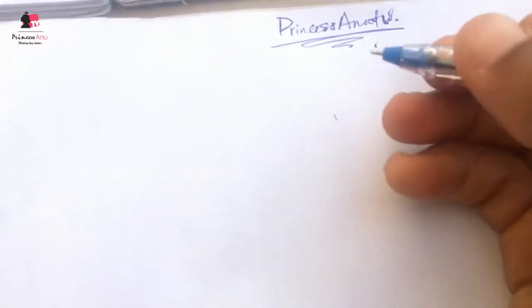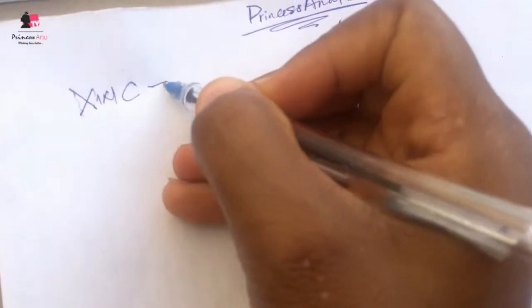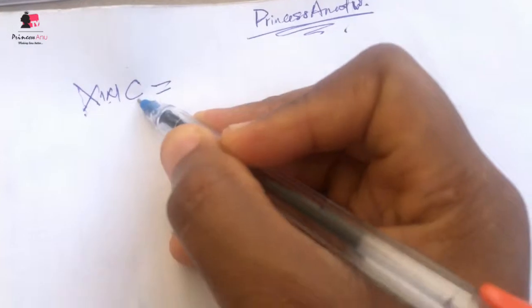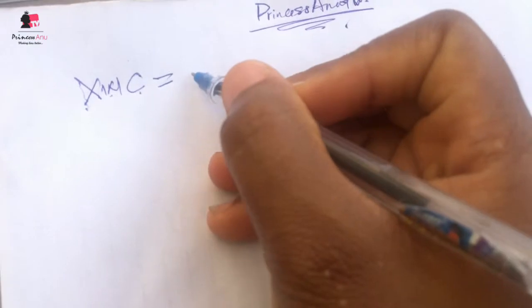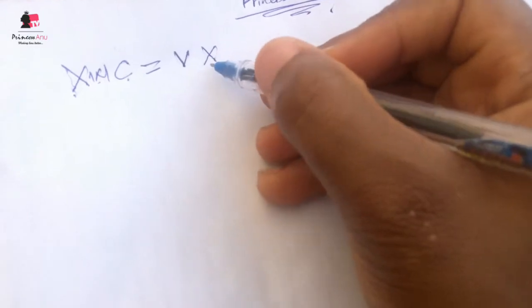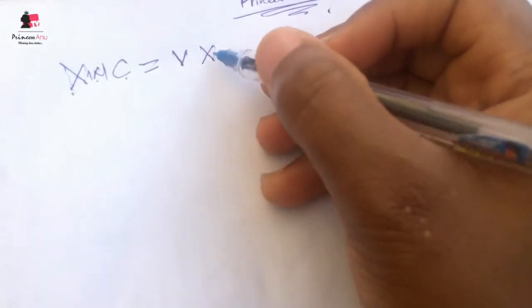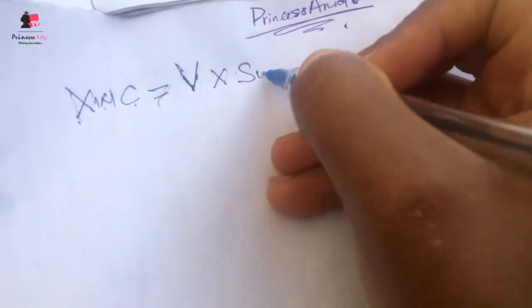The first thing I would like you to know about calculating crosswind component is that it has a formula. If we're going to put it in abbreviation, this is crosswind component. And the formula for it is wind velocity times sine theta. In case I put a big S, it's supposed to be smaller. Let me make this one bigger. Velocity times sine theta.